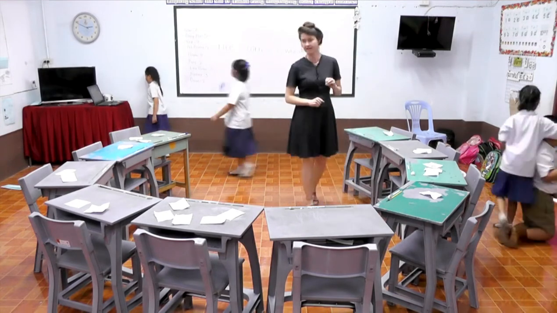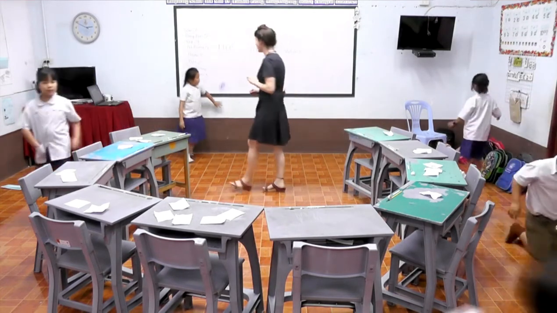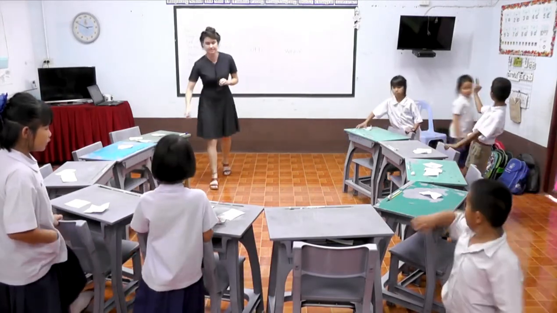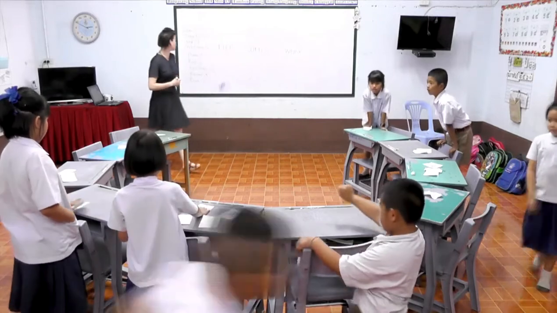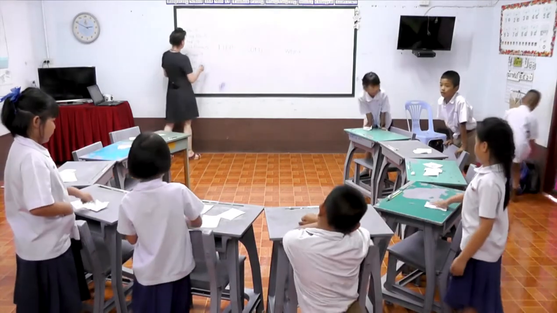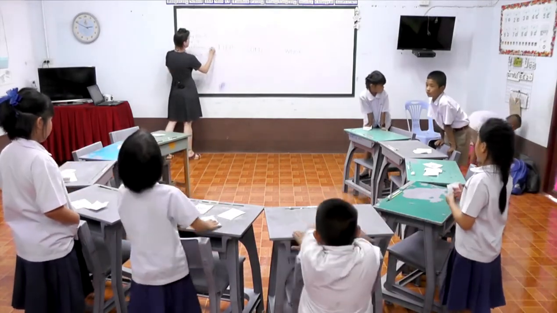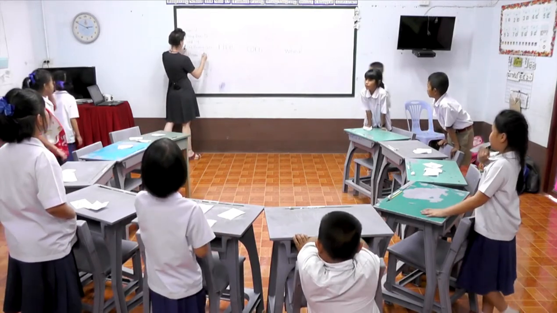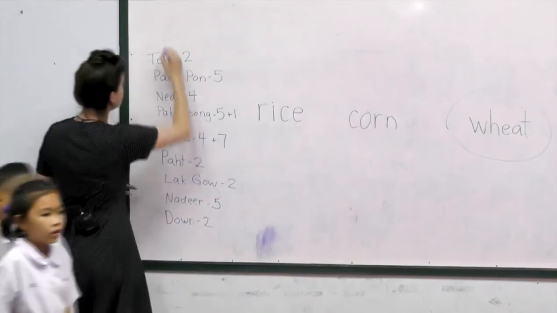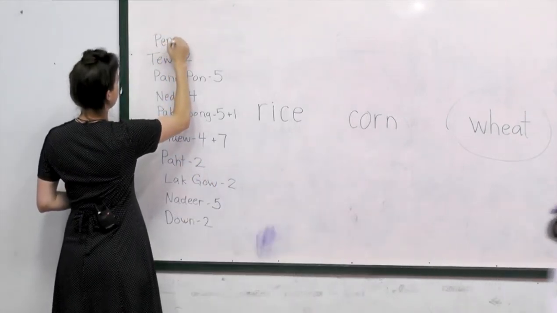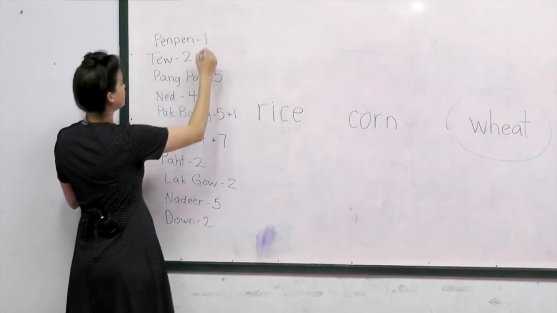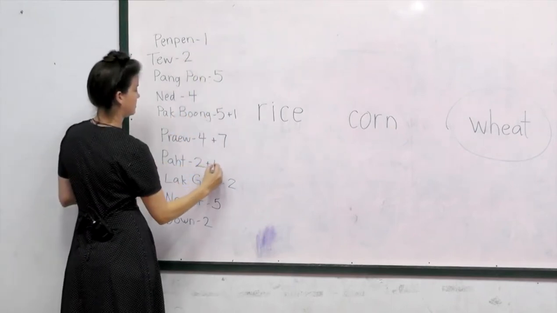We'll do it again. Head back to your desk, friends. Count up your points. Count up your points. Me, seven. Me, two. Me, one. Me, three. Pen, how many did you have? Five. One. Pot, four.